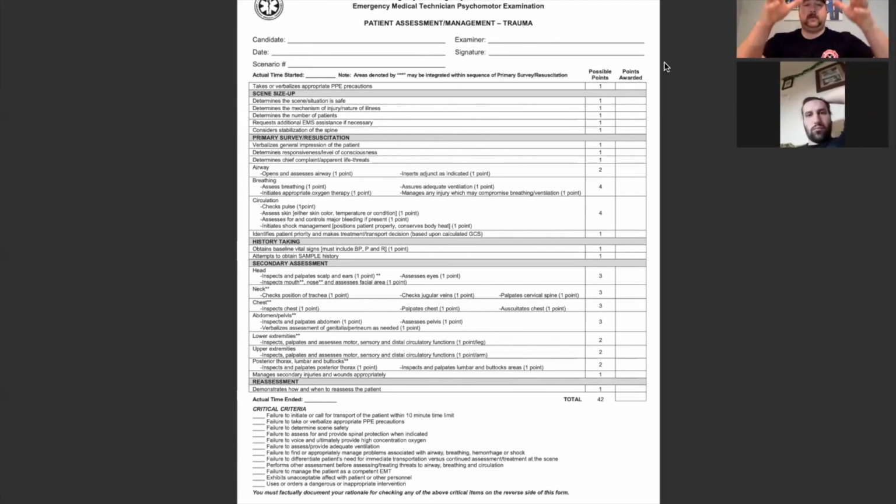On our secondary assessment, we're going to start at the head. We're going to inspect and palpate the scalp and ears. We're going to look at our gloves to see if there's any blood on them. At this point, he does have a contusion on the posterior side of the head with controlled minor bleeding. We're also going to look for DCAP-BTLS: deformities, contusions, abrasions, punctures, penetrations, burns, tenderness, lacerations, and swelling. So we've inspected and palpated.